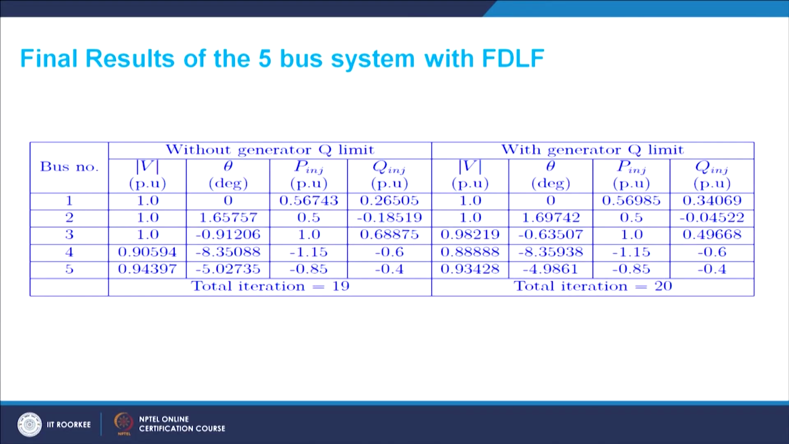If you compare these results with the results obtained earlier with NRLF polar and NRLF rectangular, you will find that they are identical. The only difference is that the number of iterations has increased. You may wonder that we have been saying it is quite fast, but here the number of iterations appears to be more than for the Newton-Raphson polar coordinate method. It is true that the number of iterations is more.